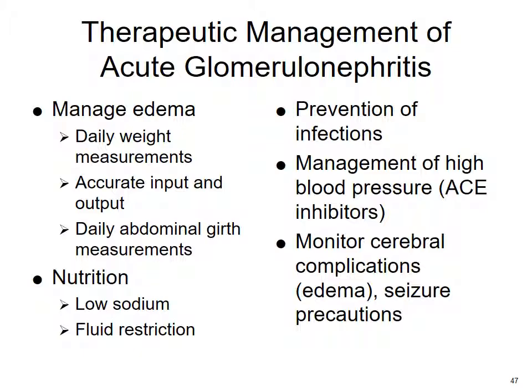Diuretics are more important for nephrotic syndrome, but because we're having retained fluid in both the intravascular and extravascular space in acute glomerulonephritis, the priority here is going to be the management of the high blood pressure. And this is best done with ACE inhibitors.